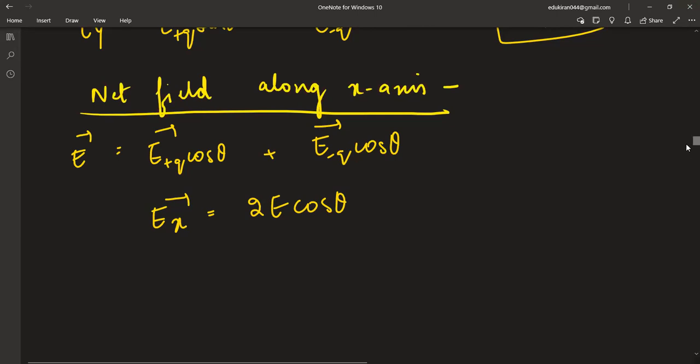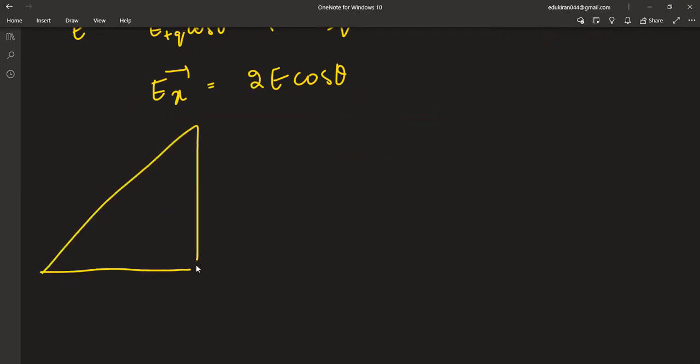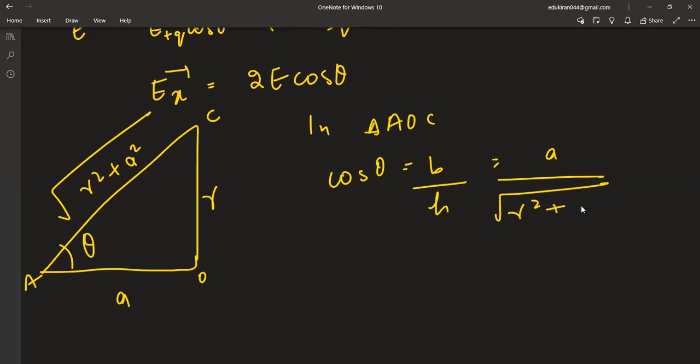Now let's write down the values of everything. We know what E is: kq by (r square plus a square). We know 2 is a constant. Let's find out cos theta. See class, if this is theta, this was theta we assumed. This was r, this was a, this was under root r square plus a square. Cos theta in triangle AOC, this point was A, this was O, this was C. What is cos theta? Base upon hypotenuse, right? Base is this, hypotenuse is this. So cos theta is B by H, which is a by under root r square plus a square.